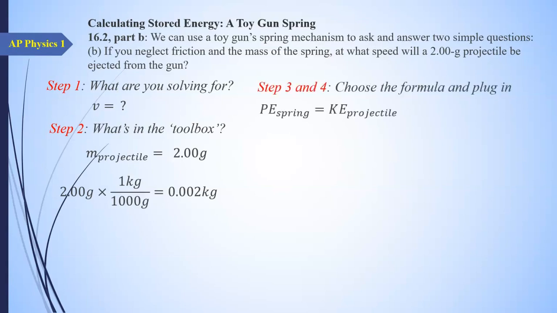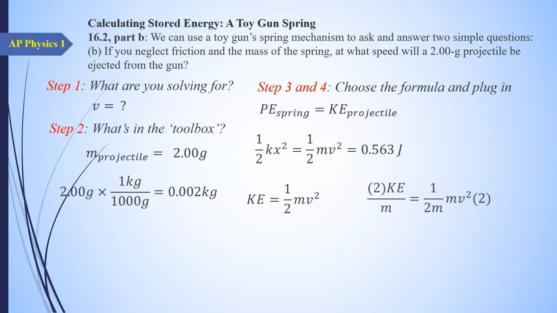Okay, so we have the potential energy in the spring is all going to be converted into the kinetic energy of the projectile. And we have the potential energy of the spring from the last part of the problem, part A. So we know that's going to equal both 1/2 kx squared and 1/2 mv squared. So what we're trying to find is the velocity. So now we just have to do some algebra.